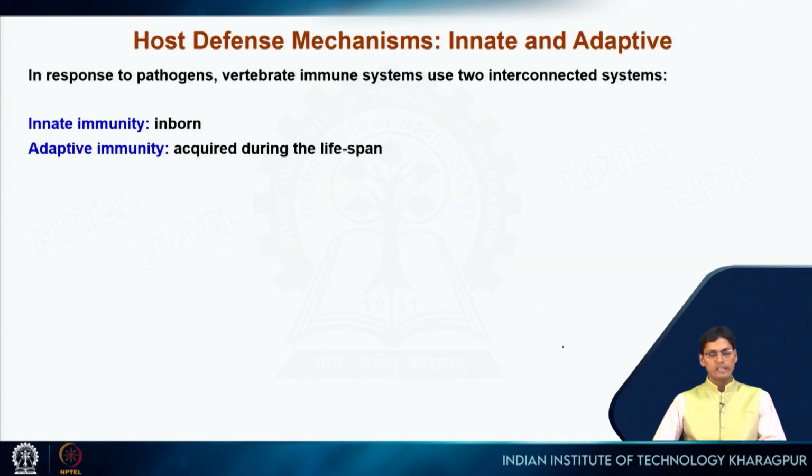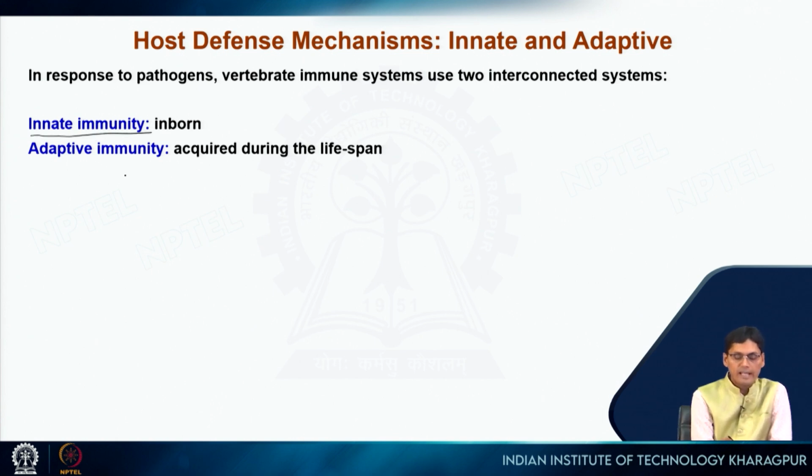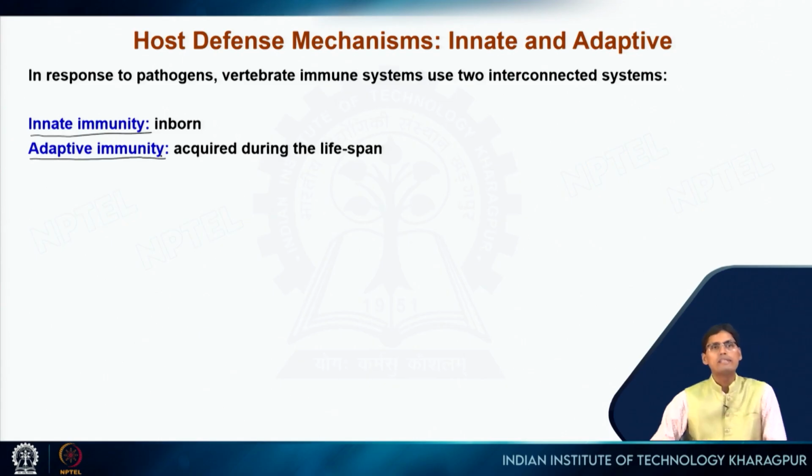And in order to start, I would like to mention first that in response to pathogens, our immune system uses two interconnected systems. The first one is innate immunity and the other one is adaptive immunity. So from the name itself, it suggests that innate means it's inborn. Whatever response we use in case of innate immunity, those are present from our birth, inborn. And adaptive immunity, it's acquired during the lifespan.